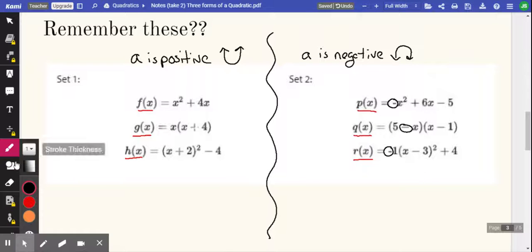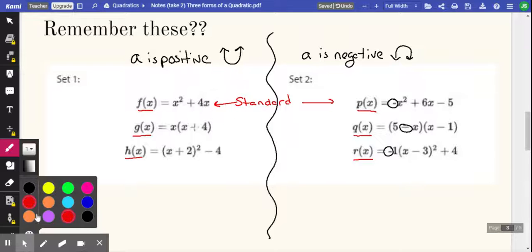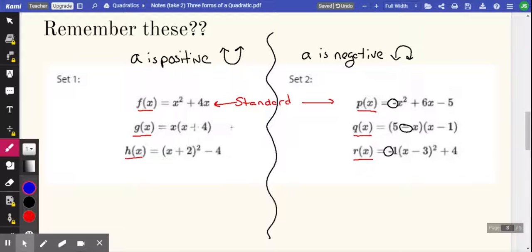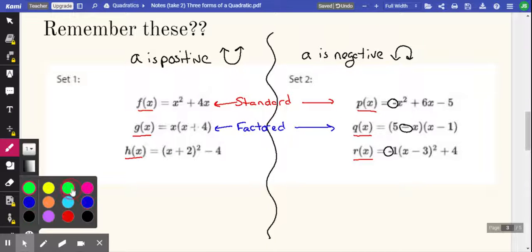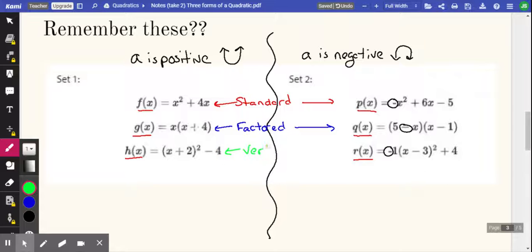So these forms, the top one for each of these, this first one, that's your standard form. So what we're used to seeing from our polynomial unit. That y equals ax squared plus bx plus c. Here, since they're written like a multiplication problem, this is our factored form. And then last but not least, down at the bottom, these are written in that new form where we have the parentheses and the squared, and then something added or subtracted at the end. So these ones are your vertex form.